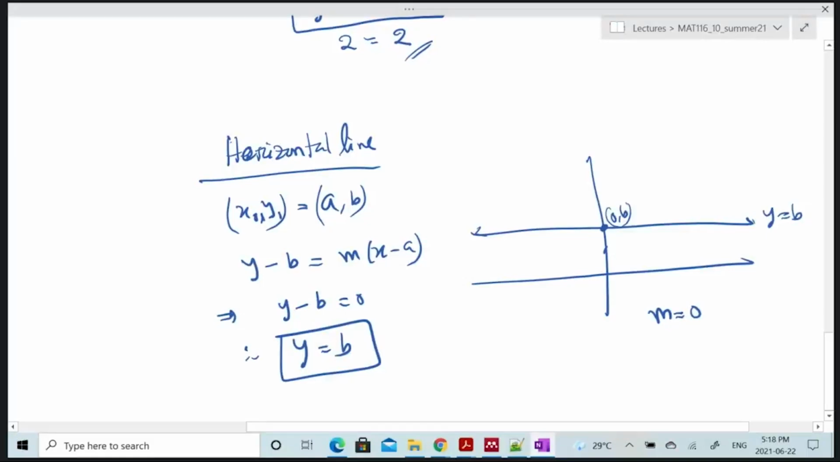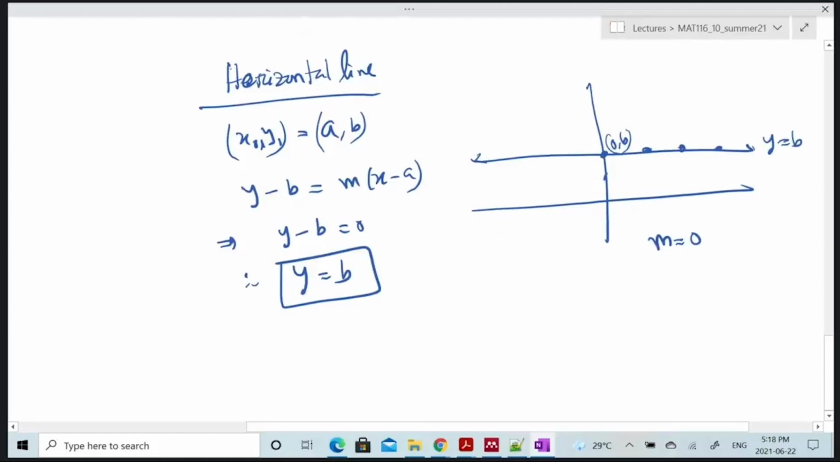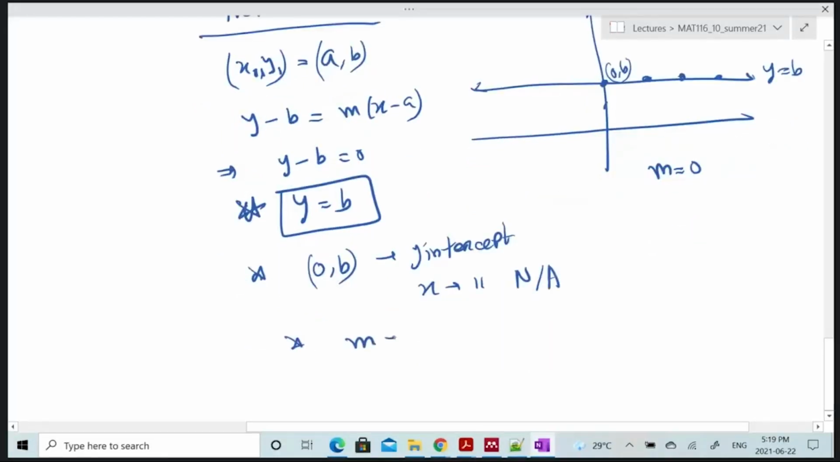And remember, whatever value of x we put, the y value is always the same. So take from here, y equal to b is the equation of a horizontal line. (0, b) is the y-intercept. The x-intercept is not available because this is parallel to the x axis, so it is not possible to cut the x axis, and the slope m equal to 0. Got it?